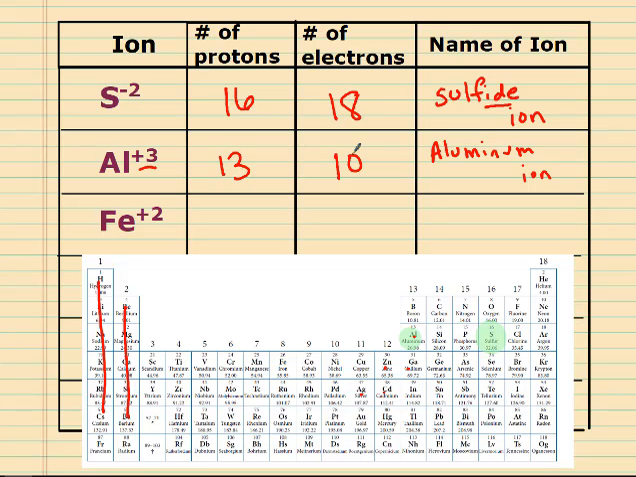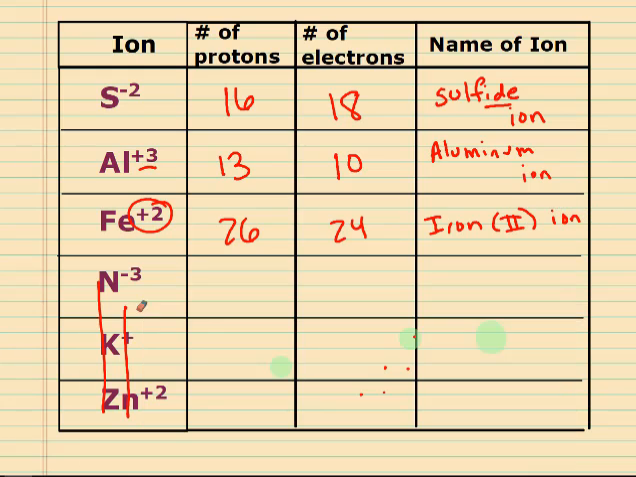One more, Fe, is right here. It has 26 protons. Since it's a +2, it lost 2 electrons, so I should have 24 electrons. I go through and say, is it group 1A, 2A, silver, zinc, cadmium, aluminum, or gallium? Nope, it's over here. So that means I needed Roman numerals. So I write the name of the metal. I put the charge in Roman numerals. And then I just put the word ion. Go ahead and do these last 3 on your own.